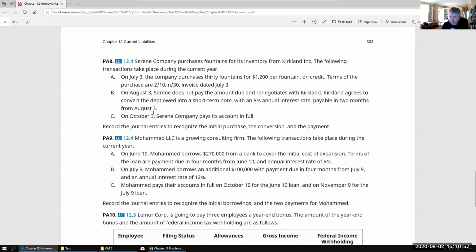Just keep in mind, when they pay it off, there is interest, which you've got to calculate. August, September, October, they pay it off in time. There's no other funny stuff like late penalties or extra interest. Pretty straightforward. And that's kind of it for that chapter.